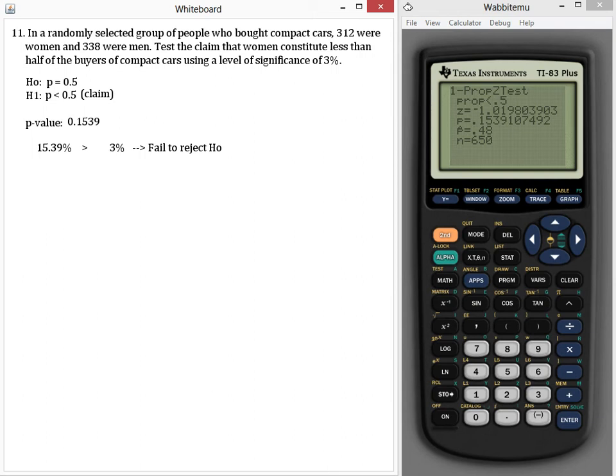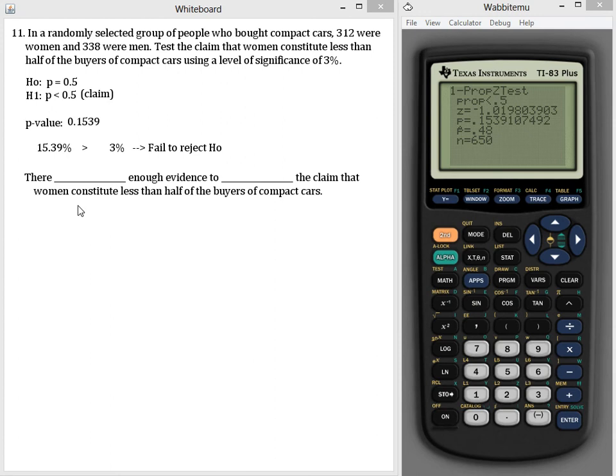And we're going to fill in our sentence. Okay, so the first blank, I'm going to put the words is not, because the decision was fail to reject. And then in the second blank, I'm going to put support, since my decision there, or the original claim, was in the alternative. And there we have it.